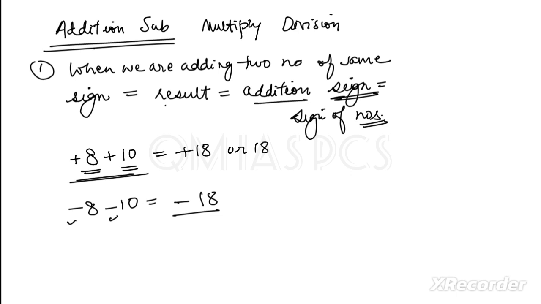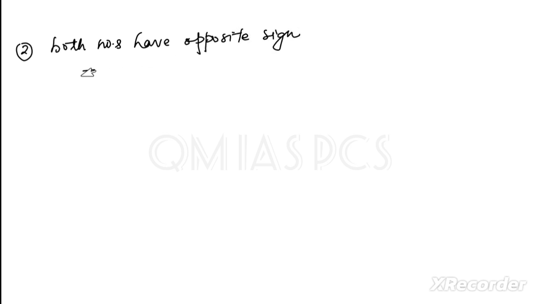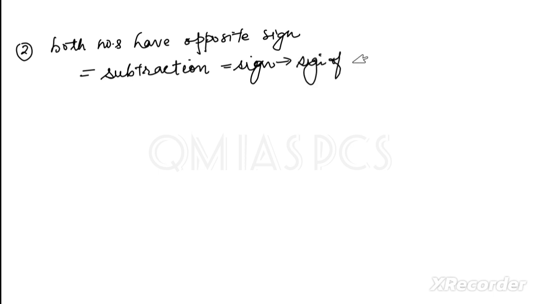Next one is when both numbers have opposite signs. What will be the result? We will do subtraction, right? And the sign will be the sign of the larger number.